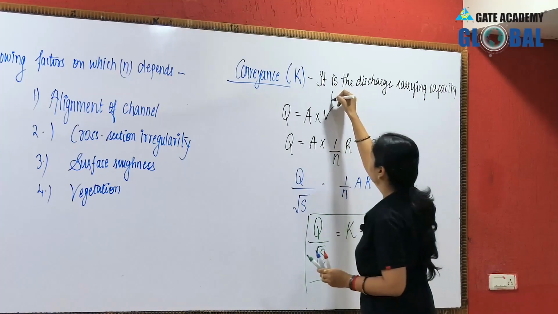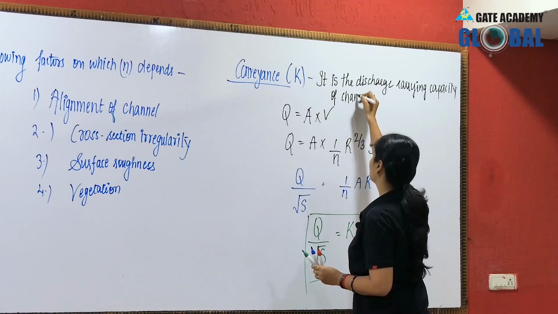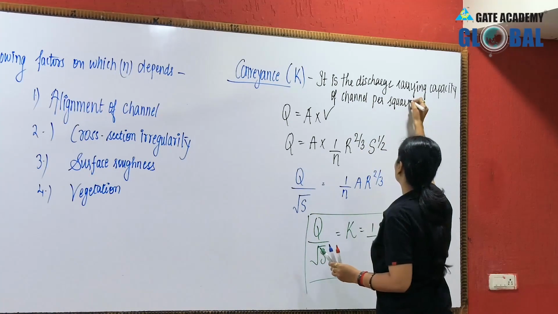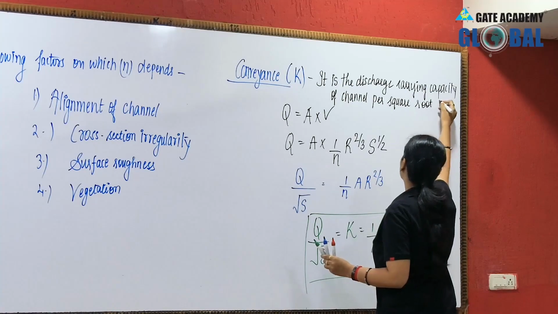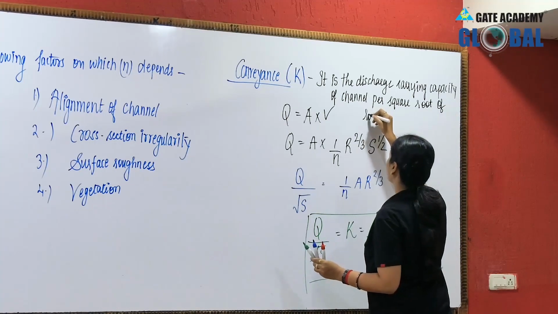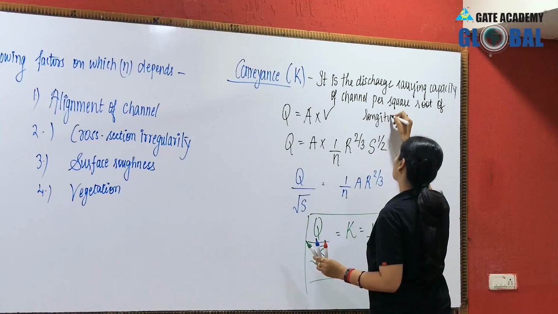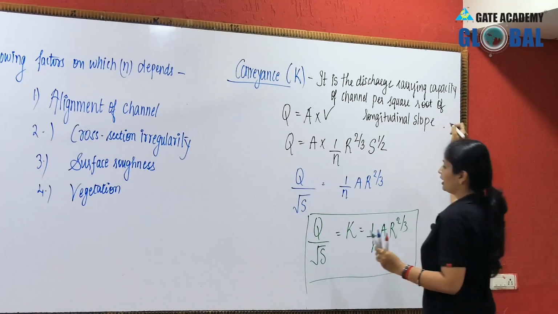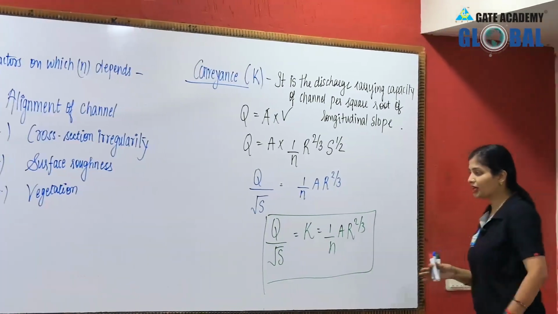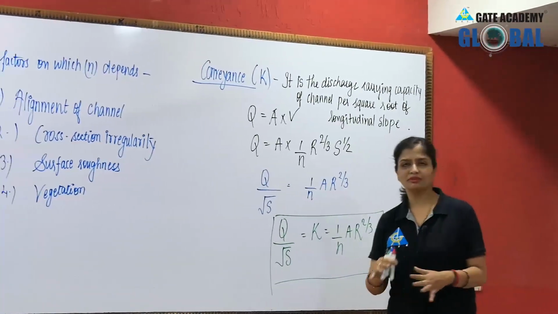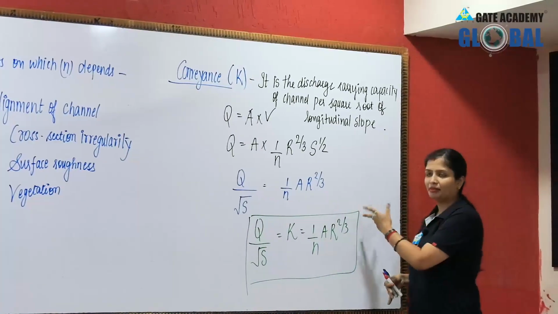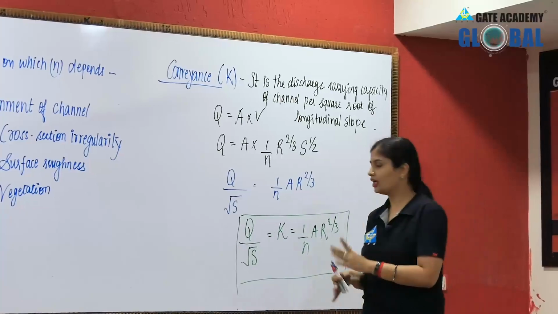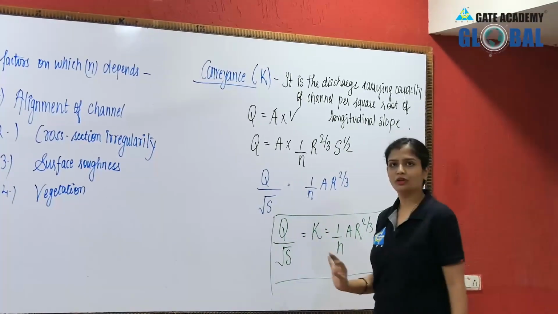Discharge, carrying capacity of channel, per square root of longitudinal slope. Fine, because questions can be asked, they can give you conveyance and they can ask you discharge or something like that, any of the following parameters. So you should be able to know what this conveyance is for and how you use it based on numericals.